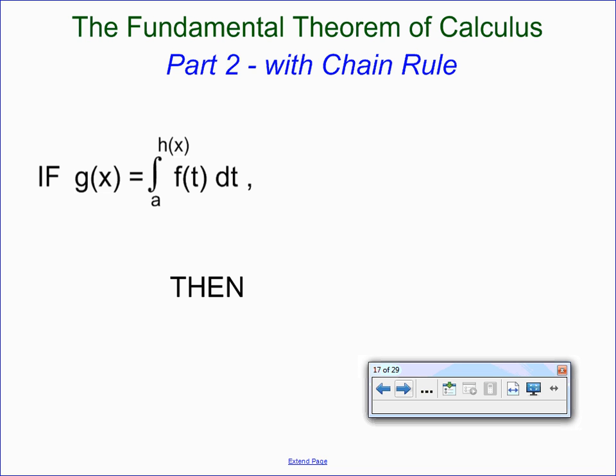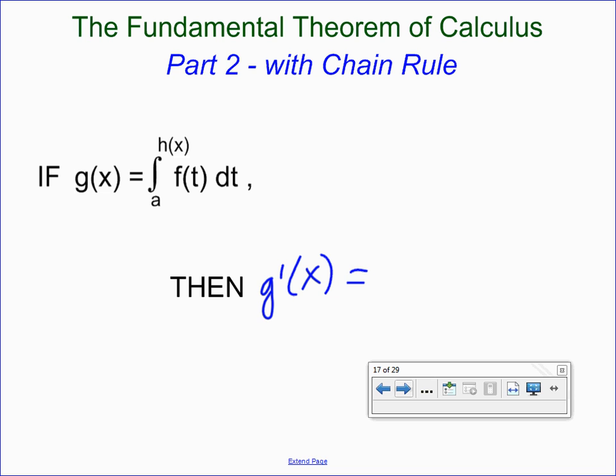That is, suppose we had g of x defined by the integral from a to h of x, where my upper limit itself is a function of x. Now I've got a composition of functions. And so if I wanted to find the derivative of this expression, g of x, call it g prime of x, I would now have to invoke the chain rule. That is to say, the derivative of a composition of functions is the derivative of the overall function, evaluated at the inner function, and then times the derivative of the inner function.